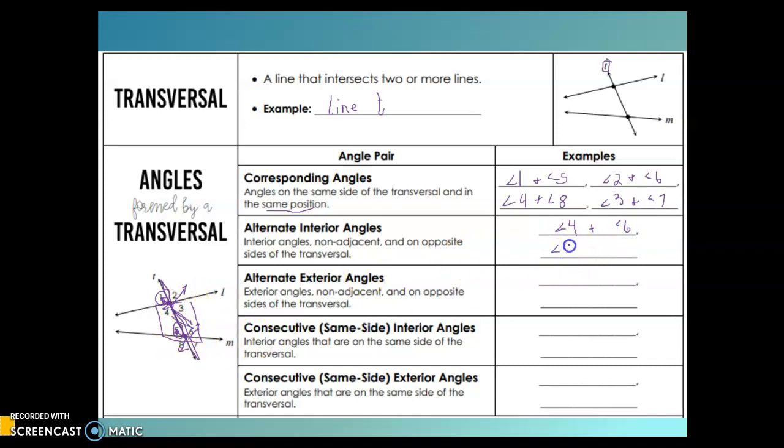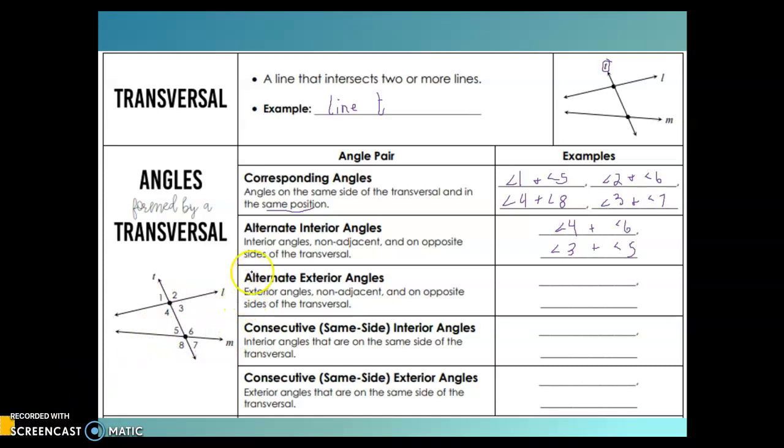I'm going to stop writing on the picture because it's getting really messy over there. So angle 3 and angle 5. You are just going to have to look at your picture to try and find those numbers here. Let's see if I can get it erased. Okay, I was able to get that erased.